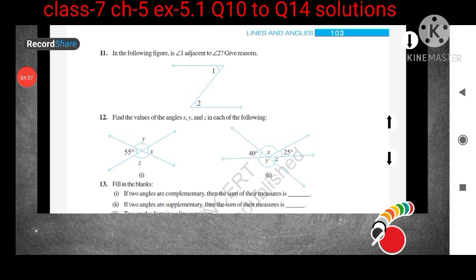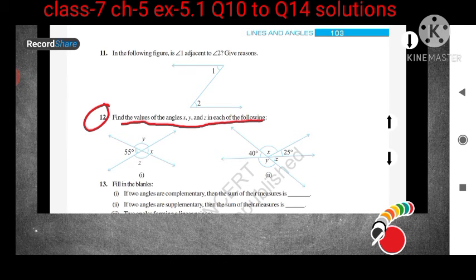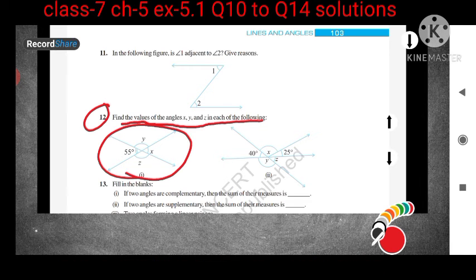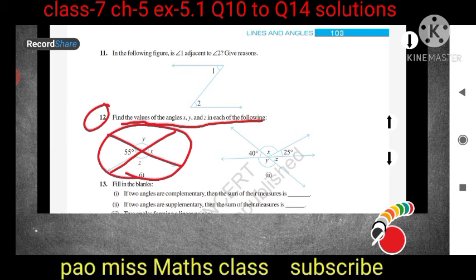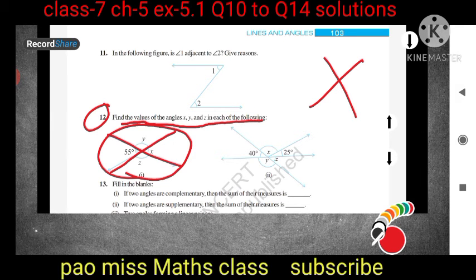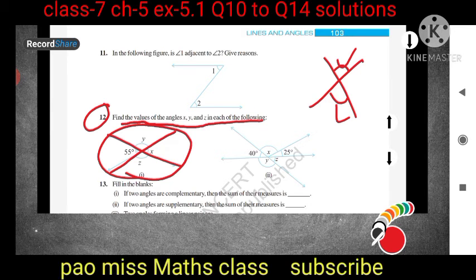Now come to the next question, question number 12. Find the values of the angles x, y, z in each of the following. Now here what you have to find? You have to find the value of x, y, z, okay? Now here, two lines are intersecting each other, isn't it? Two lines are intersecting each other, then there will be a linear pair, and also there will be vertically opposite angles, isn't it?